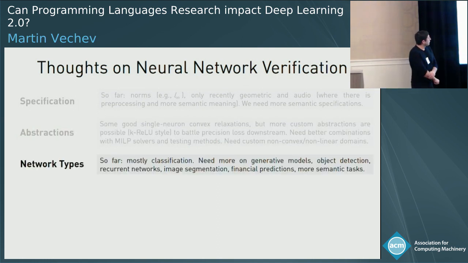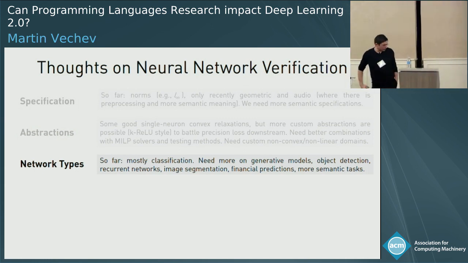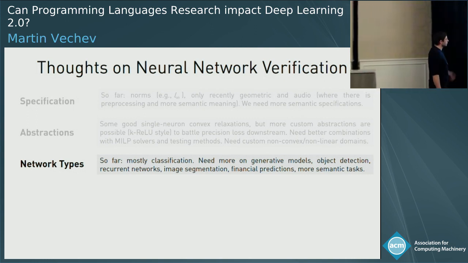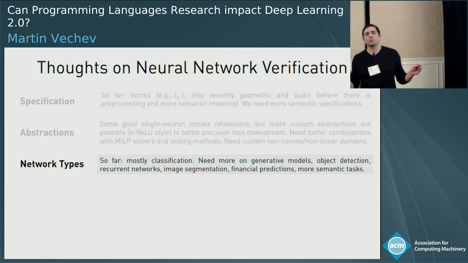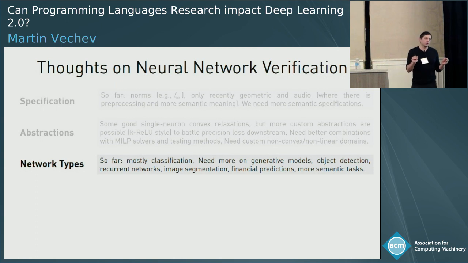Now, in terms of network types, so far mostly classification, a bit of regression, but really we haven't looked at generative models, for instance, much, or recurrent networks, or specific domains like object detection, financial predictions, proving properties there. And one nice thing that tends to happen when you look at different kinds of networks is they have different kinds of functions that make up those networks, those models. And the interesting thing is that it allows you to come up with abstract transformers for compositions of them. So every time you look at a new architecture, you almost for sure have some new kind of convex relaxation that is better than what I'm showing you here. Likely it's going to be the case.